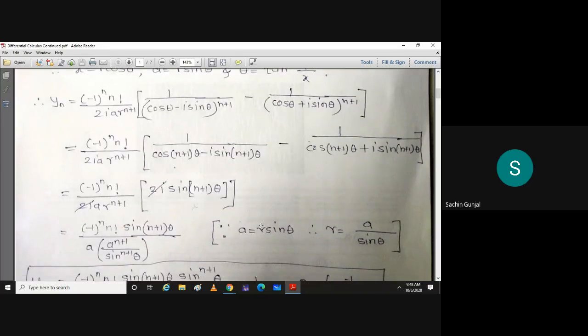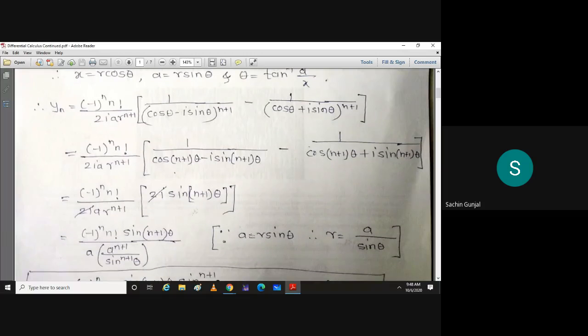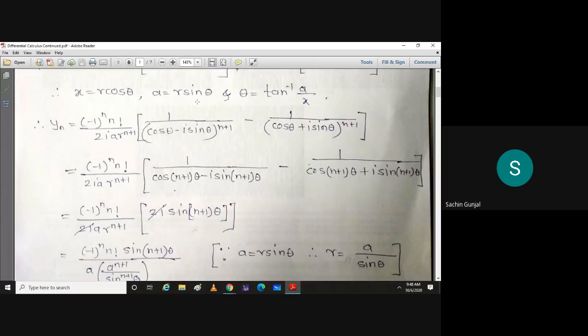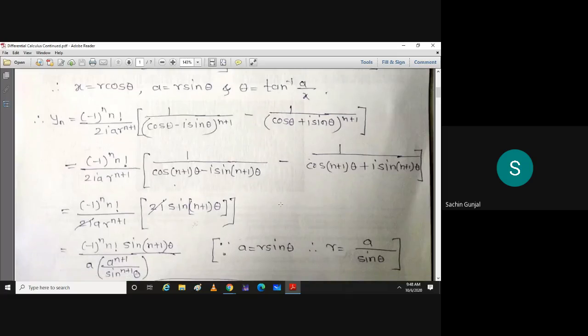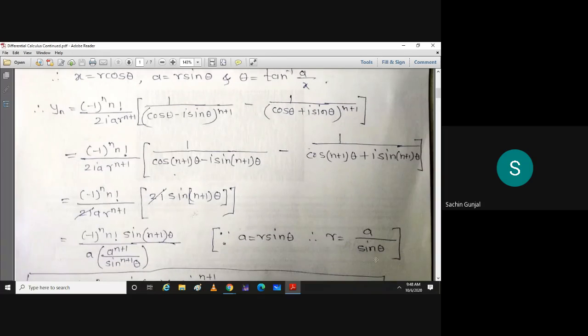Fine. So 2i will get cancelled. So what we'll have is minus 1 raised to n factorial a r raised to n plus 1 sine of n plus 1 theta. Now what is r? What we know is, if you compare the imaginary part, a is equal to r sine theta. So r will be a upon sine theta. So substitute that value of r here. So minus 1 raised to n factorial sine of n plus 1 theta upon a into a raised to n plus 1 upon sine raised to n plus 1 theta.